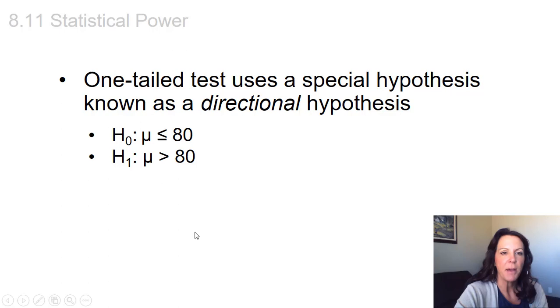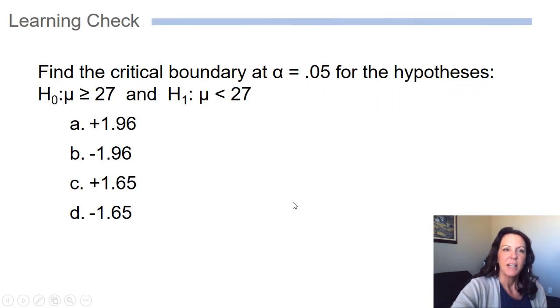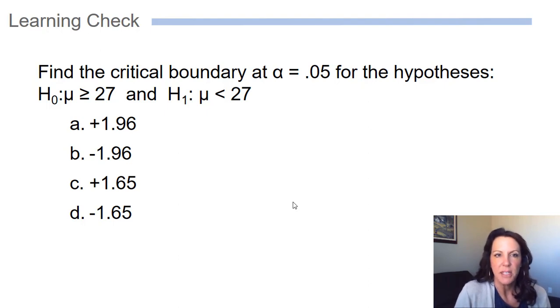The null hypothesis takes into account every other eventuality. So because we said in this first case that basically our sample mean is greater than 80, well, what are all the possibilities if it's not greater? Well, it can be less than 80, which I have here, but it also can be equal to 80. So the null hypothesis takes into account everything other than what the alternative hypothesis states. So let's take a look. We're going to find the critical boundary at alpha 0.05 for these hypotheses.